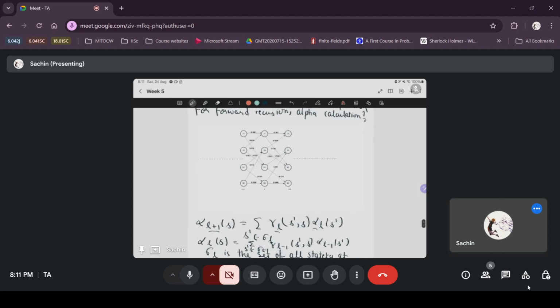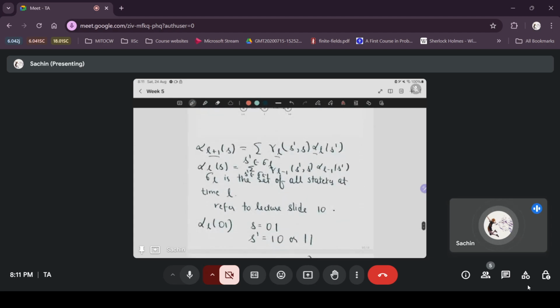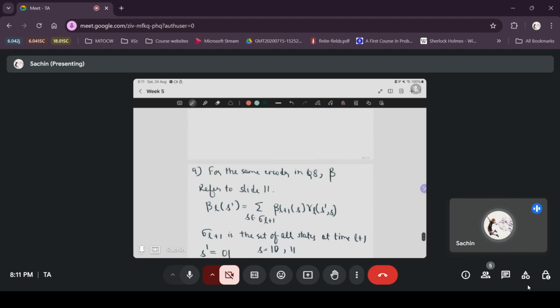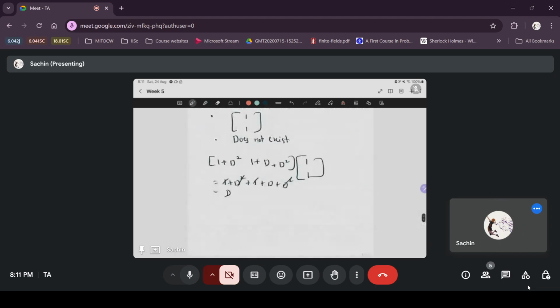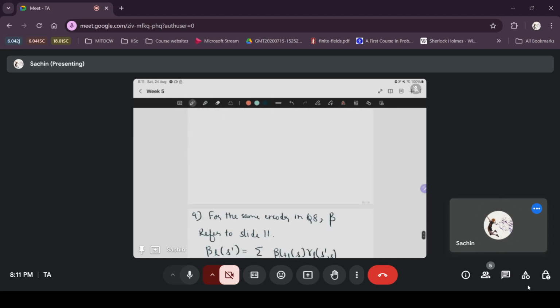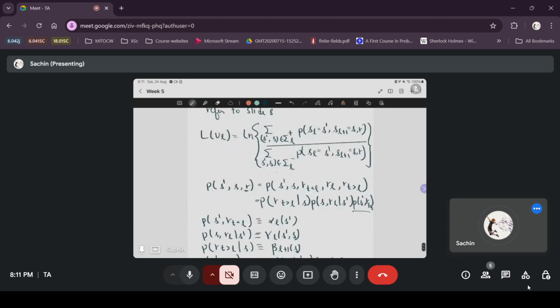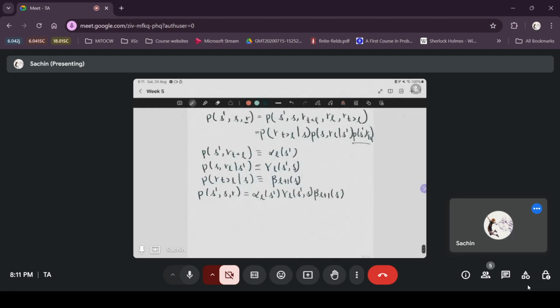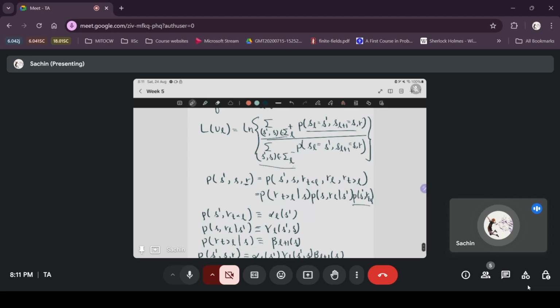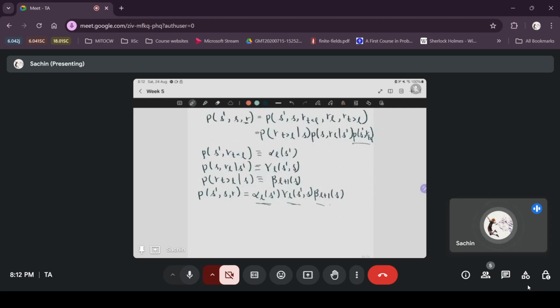You have to find out which state transitions belong to sigma L plus and which state transitions belong to sigma L minus. What is that formula? Here. So which state transitions belong to this set and which belong to that set. And for each of those state transitions, you have to evaluate P by calculating alpha, gamma, and beta. Then for all the state transitions belonging to sigma L minus, you have to calculate P again by finding out alpha, gamma, and beta.